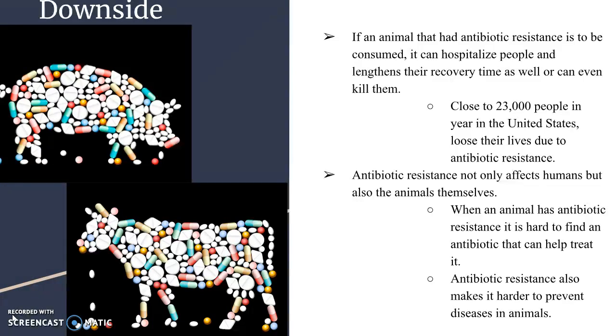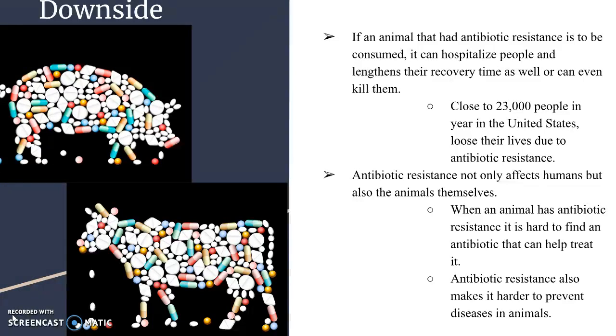Since there are germs still around in the body of an animal, it is just as bad as if no antibiotics were used. If an animal that had antibiotic resistance is to be consumed, it can hospitalize many people and lengthen their recovery time as well, or even kill them. In a study, it was found that close to 23,000 people in a year in the United States lose their lives due to antibiotic resistance.